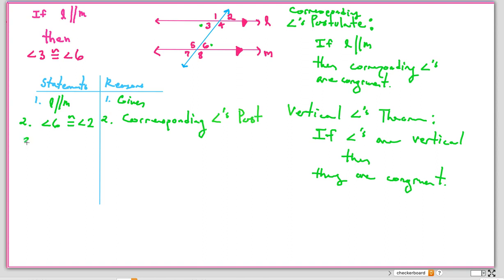And then you have, so 6 is congruent to 2. Then you have 2 is congruent to 3. Now why is 2 congruent to 3? Because they are vertical angles. And we know from the vertical angles theorem that if angles are vertical, then they are congruent. And of course, 2 is vertical with 3. So we have vertical angles theorem.